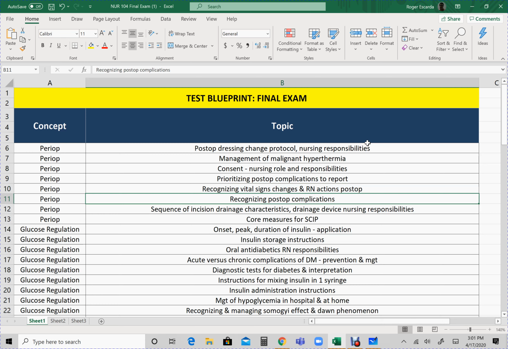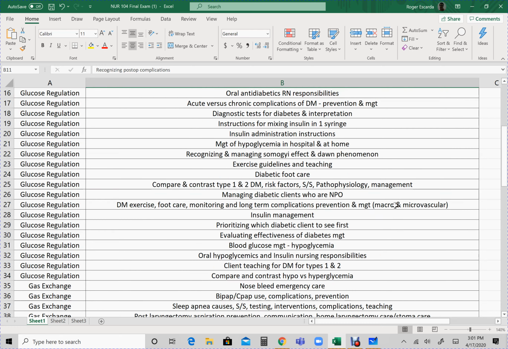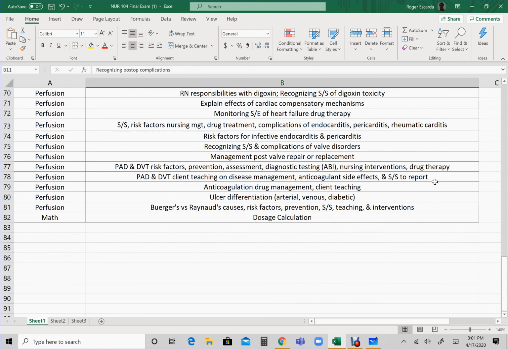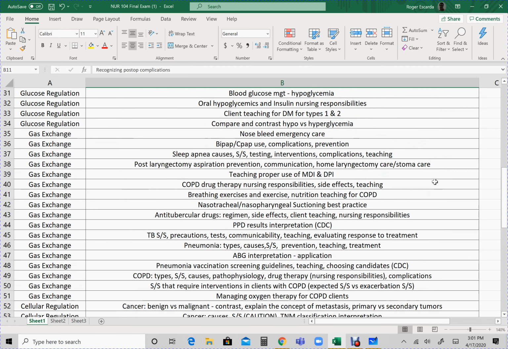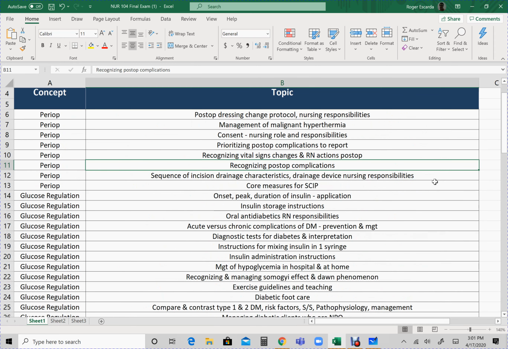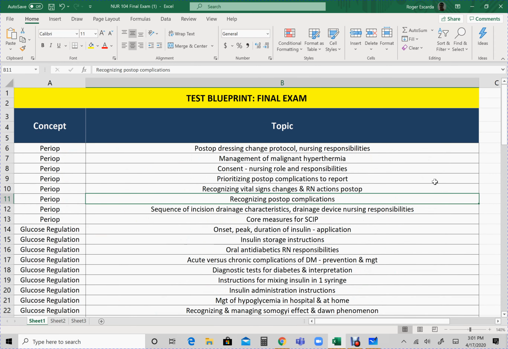Recognizing post-op complications. This is again based on the by system. By the way, when I made the blueprint, this is based on the test questions. So if you see redundant topics, that means there's 2 questions on that topic.